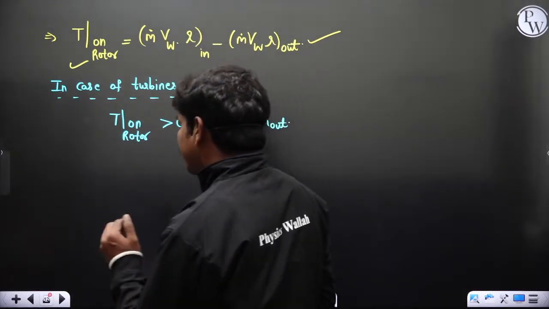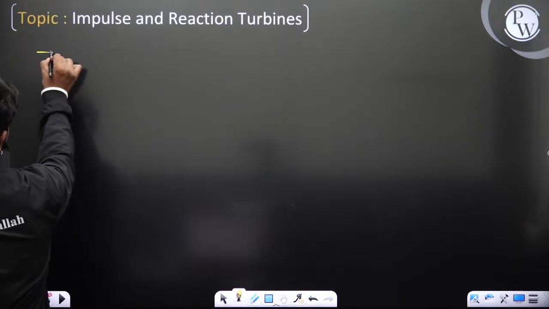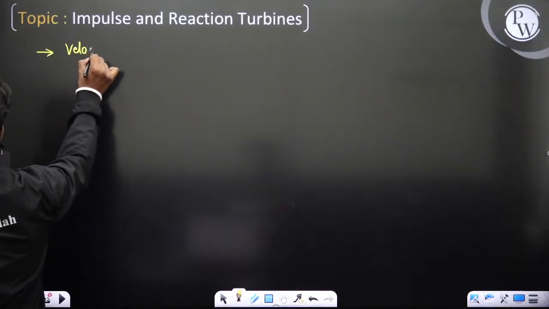First of all, I want to make you understand certain things before we go forward from here. We would like to talk about something called velocity triangles.